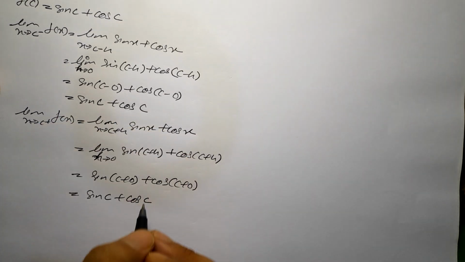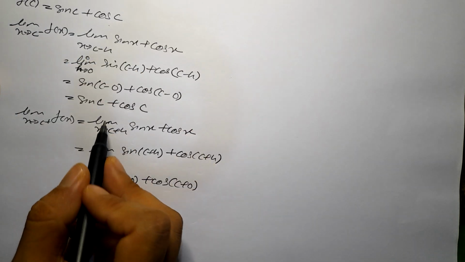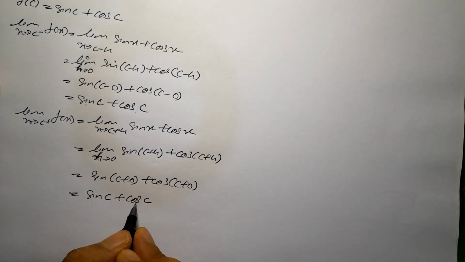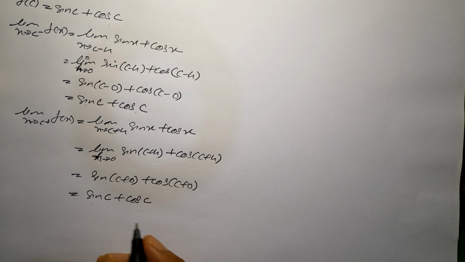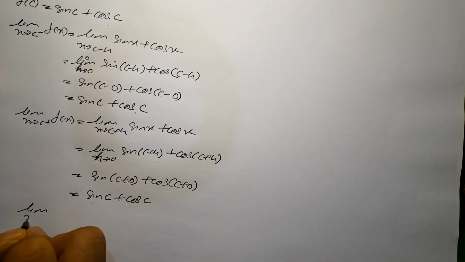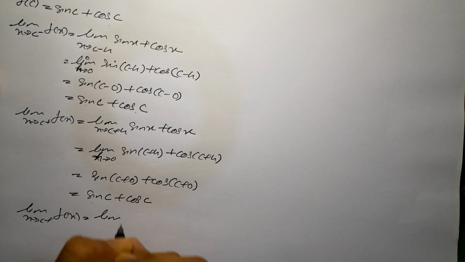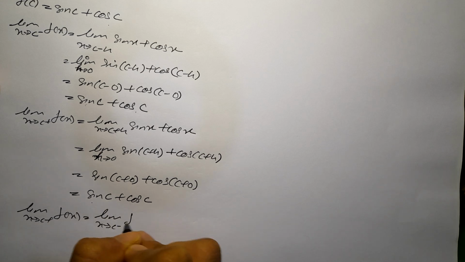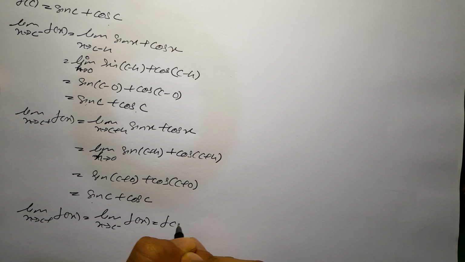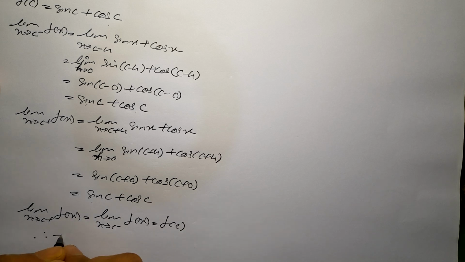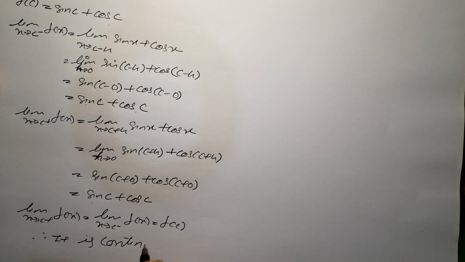See, everywhere we got sin c plus cos c. That is, left hand limit equal to right hand limit equal to f of c. So limit x tends to c plus f of x is equal to limit x tends to c minus f of x is equal to f of c. Therefore it is continuous. This is the addition. The Roman number 2, that is the subtraction.